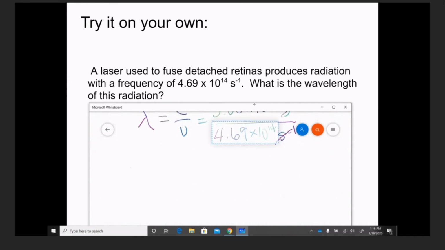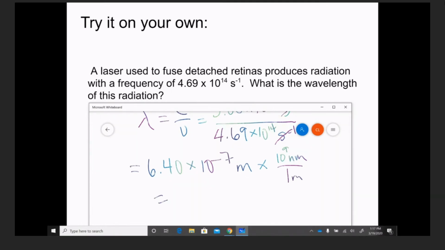So if you put that in your calculator, you should get 6.40 times 10 to the minus 7 meters. And a lot of times you can see that's not a very friendly number, so we'll often convert that to nanometers. The way you'll do that is you'll say there are 10 to the 9 nanometers per meter. And so this is going to give you 640 nanometers.